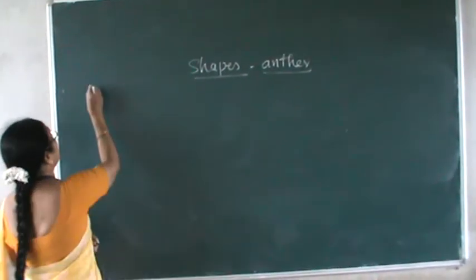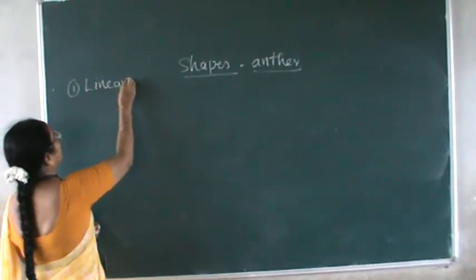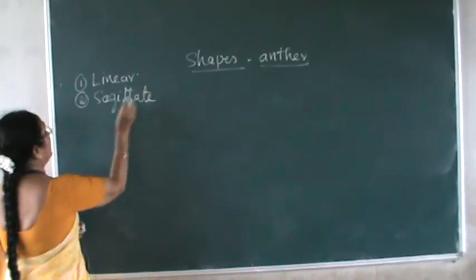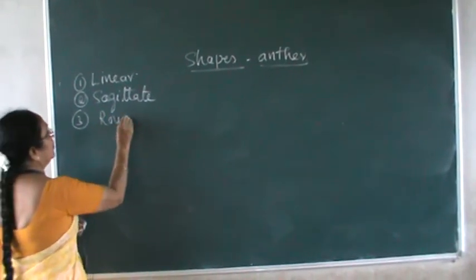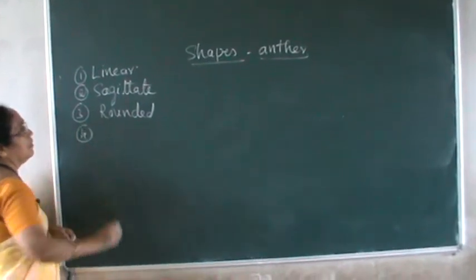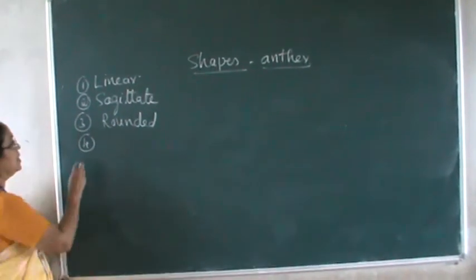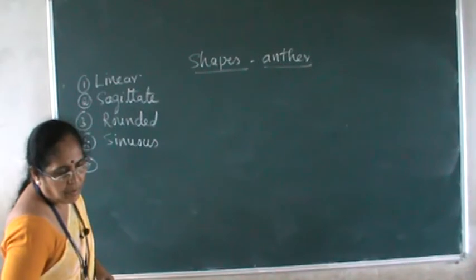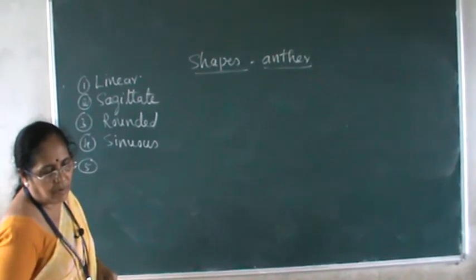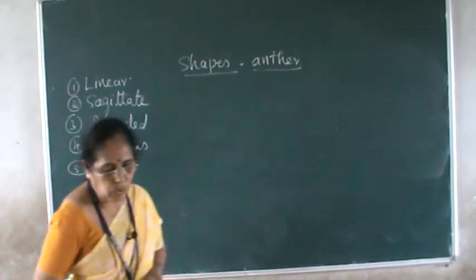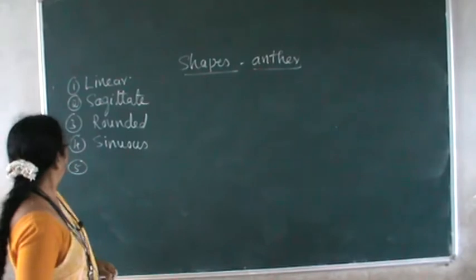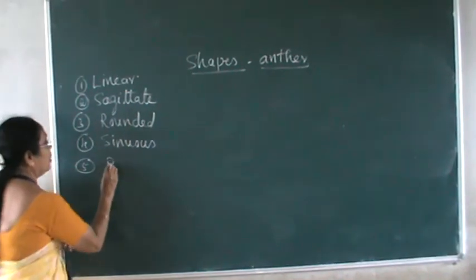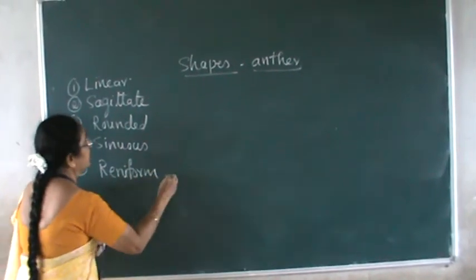The first one is linear, sagittate, rounded, sinuous, linear, and reniform. These are the five shapes.